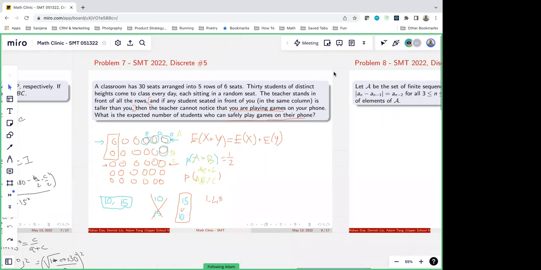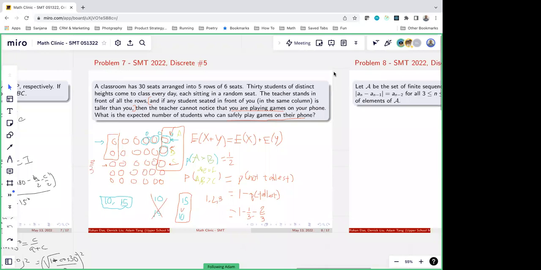Actually, if you think about it, you can safely play games on your phone as long as you're not the tallest person in this set, right? If you're not the tallest person, then the tallest person is either this one or this one. Of these three people, if you're not the tallest, then the tallest person is in front of you, so you can play games. So we're just looking at the probability that you're not the tallest, and of course, that is 1 minus the probability of being the tallest. Since we're assigning them randomly, each person has the same probability of being the tallest. In this case, since there are 3 people, it is simply 1 minus 1/3, and that is 2/3. Great. So now we have that the probability for the third row is 2/3 each.